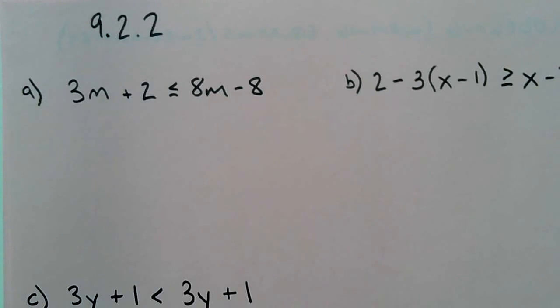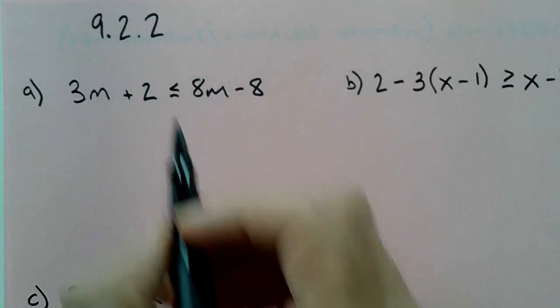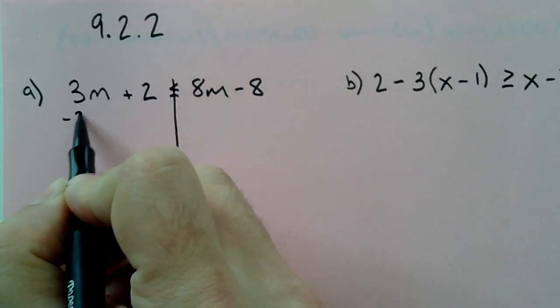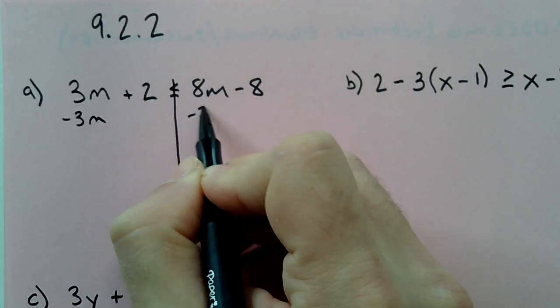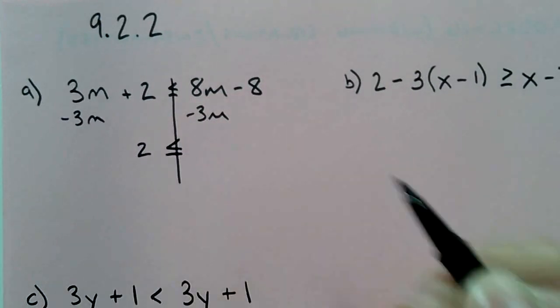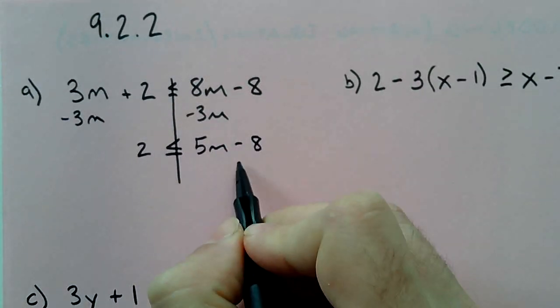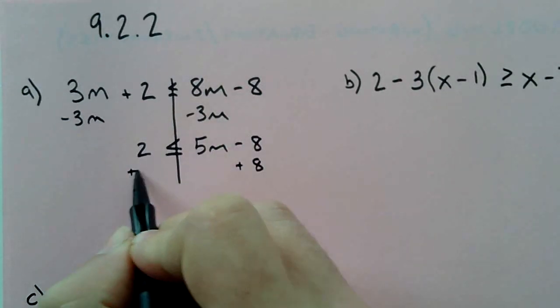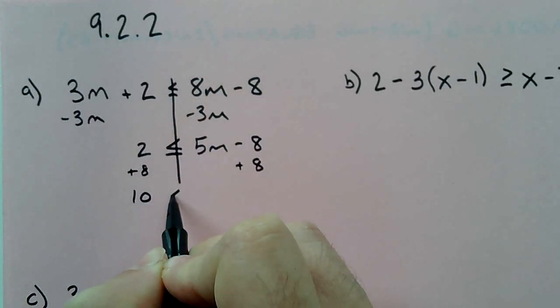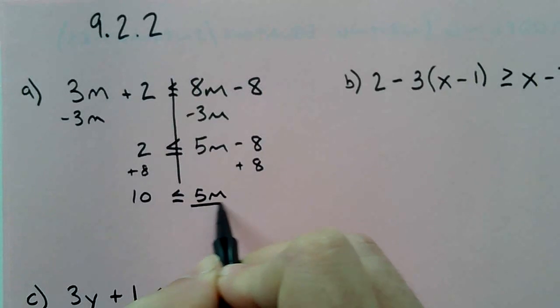So we have the first inequality, 3m plus 2 is less than or equal to 8m minus 8. First thing we want to do is get our variables on the same side. So we're going to draw a line. I'm going to subtract 3m, leaving me with 2. Keep my inequality, 5m minus 8. Add 8 on both sides. 10 less than or equal to 5m, and divide by 5.